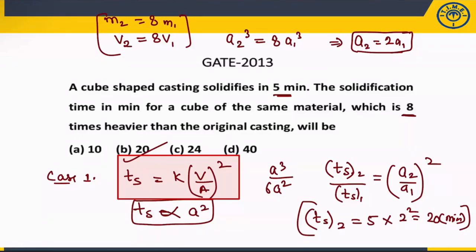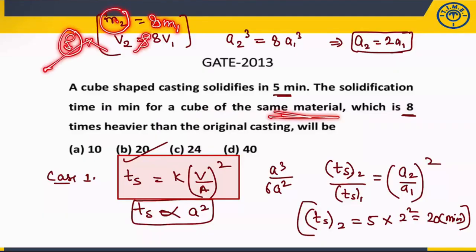Okay. Now see what they have mentioned. A cube of the same material which is 8 times heavier. 8 times heavier means the mass of the second casting is 8 times more than the first mass. And mass can be written as density into volume, but they are made up of the same material, so density will cancel out. V2 is equal to 8 times of V1. What is the volume of a cube? A2 cube. From here you will get A2 is equal to 2A1. Clear?